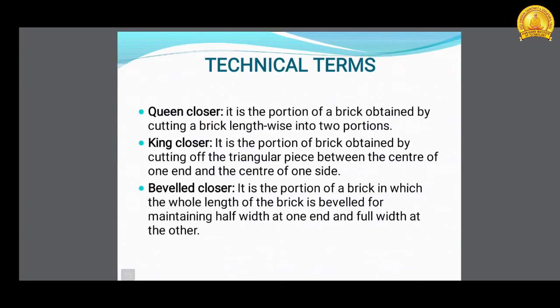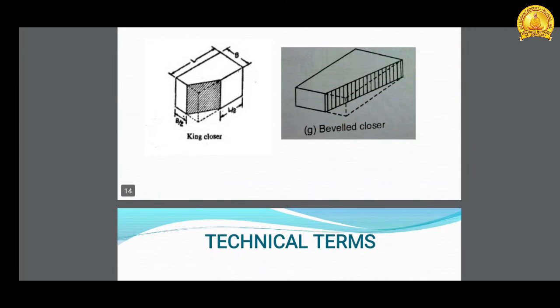Next, beveled closer. It is the portion of a brick in which the whole length of the brick is beveled for maintaining half width at one end and full width at other end. From the figure it is clear.